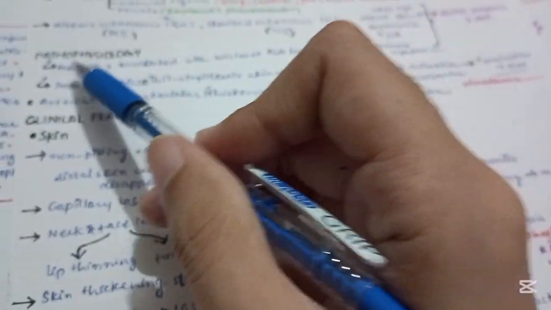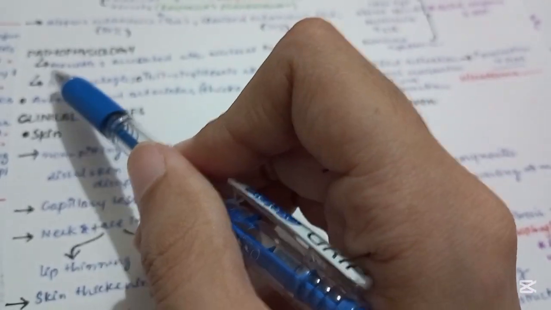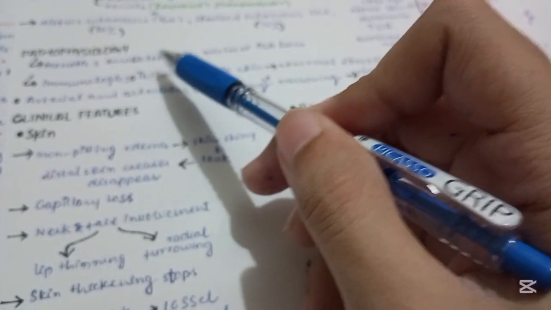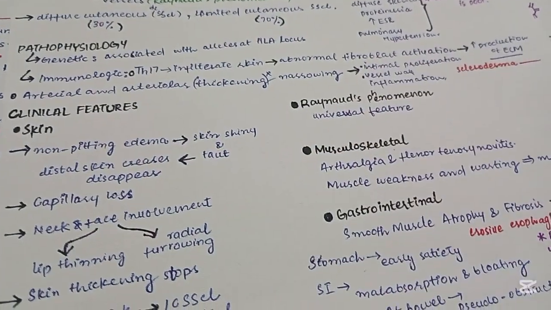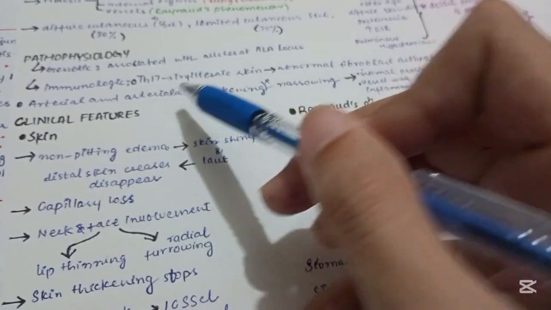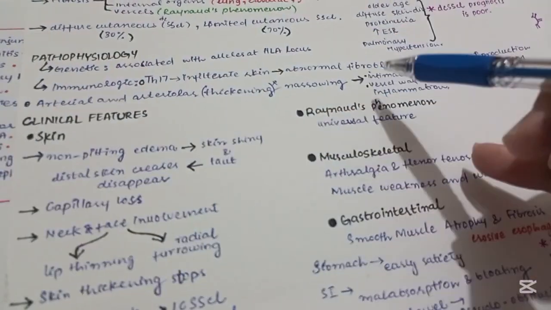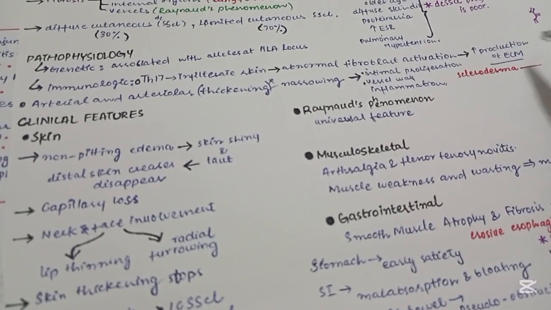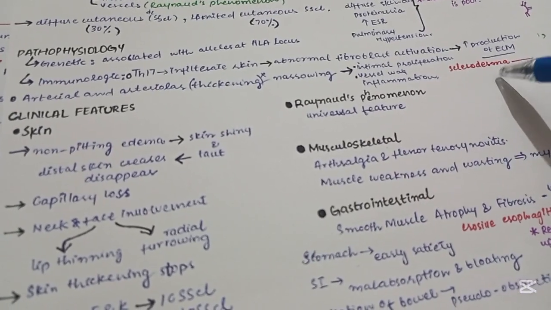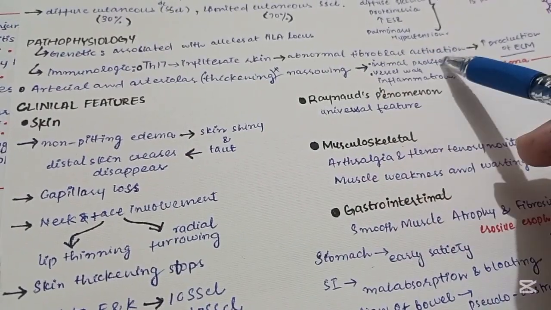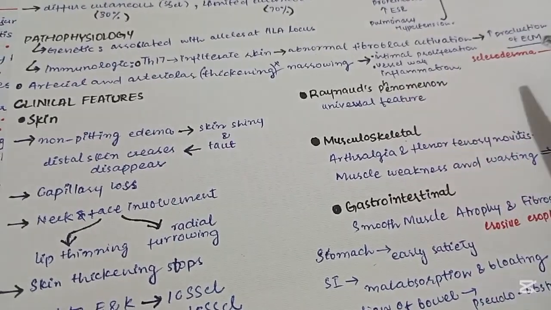Now let's talk about the pathophysiology. Here we have two components, one genetic and the other immunologic. Genetically it is associated with certain specific alleles at the HLA locus, whereas immunologically the helper T cell 17 subset infiltrates the skin and causes abnormal fibroblast activation. They are responsible for increased production of extracellular matrix, and as a result we have scleroderma. In the case of vessels, arterial and arteriolar narrowing occurs, and it is due to intimal proliferation and vessel wall inflammation.